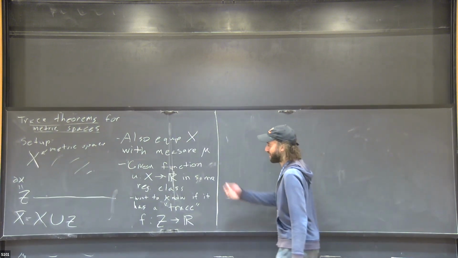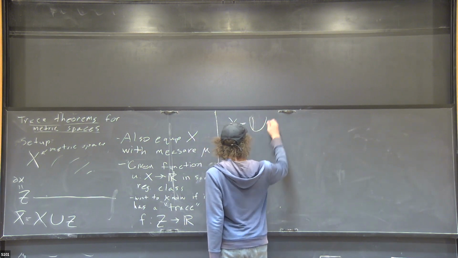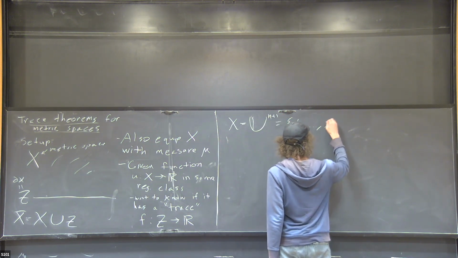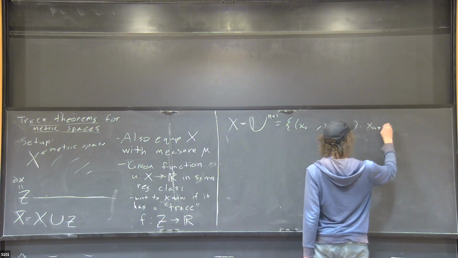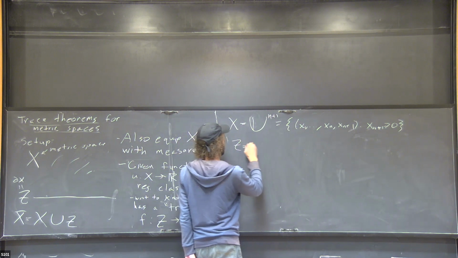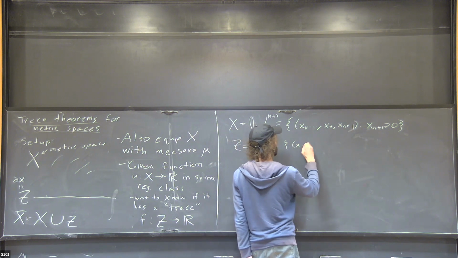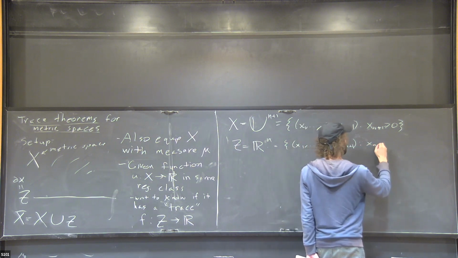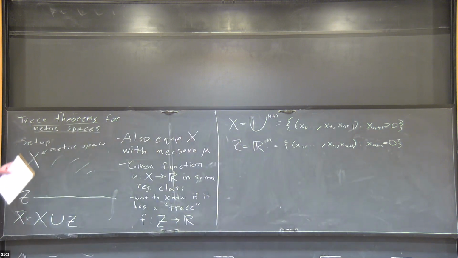To use the example that I've suggestively drawn, I will have X be the upper half plane, x_{n+1} greater than 0. And Z is going to be R^n. And mu is going to be Lebesgue measure on X.